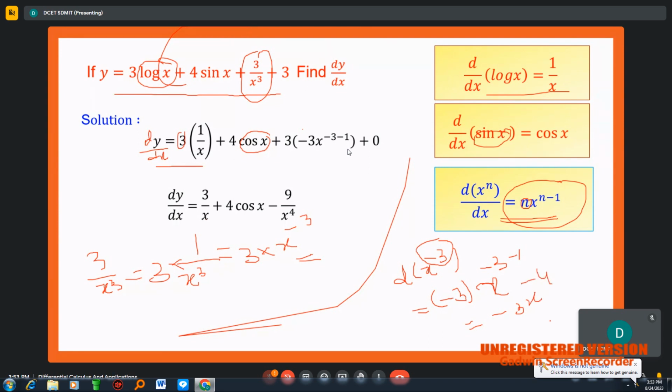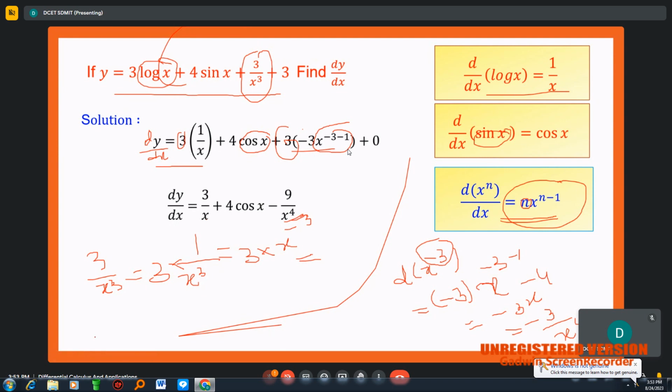Power is minus 4 here. So I will write this in the denominator. x to the power of minus 4 written in the denominator becomes x to the power of plus 4. The power becomes positive. Then 3 into 3 is 9, and with the minus, minus 9 into x to the power of minus 4 is nothing but 1 divided by x to the power of 4.